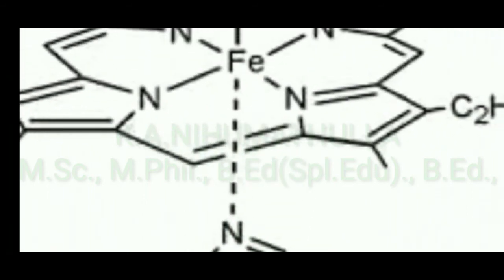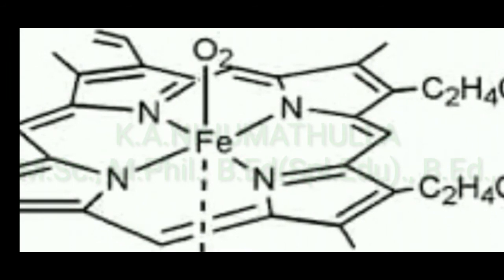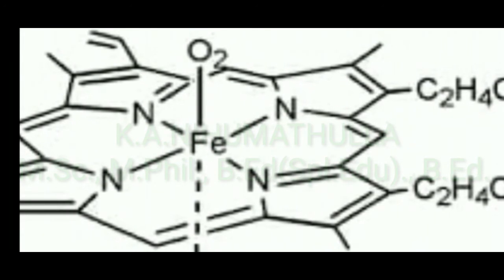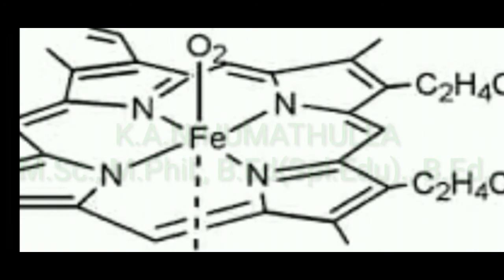The 5th coordinate position is occupied by the nitrogen of the histidine ring structure. So among the 6 coordinate positions, 5 positions are occupied by nitrogen. And see above, the 6th position is vacant. That position is used to carry oxygen from the lungs to tissues and carbon dioxide from tissues to lungs.